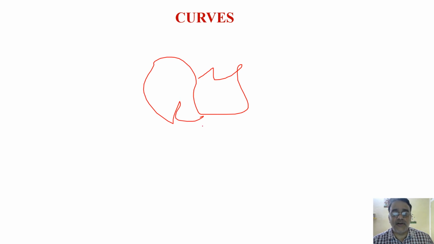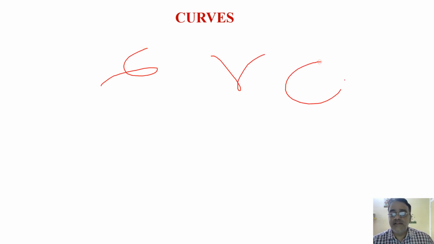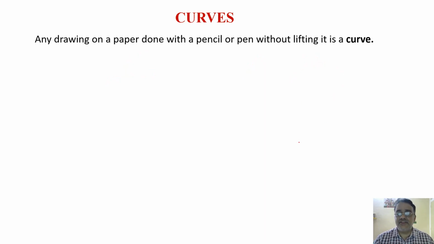So curves: any drawing on paper done with a pencil or pen without lifting, like I am drawing right now. Without lifting, however I draw, this is called a curve. Any drawing on paper done with a pen or pencil without lifting is a curve. So this is also a curve, this is also a curve, this is also a curve. So this is the definition of a curve.